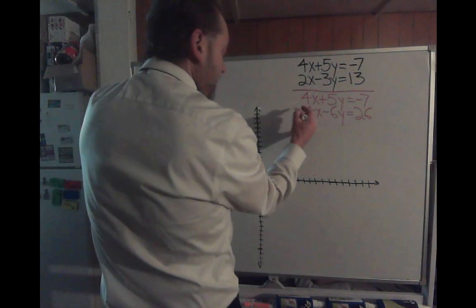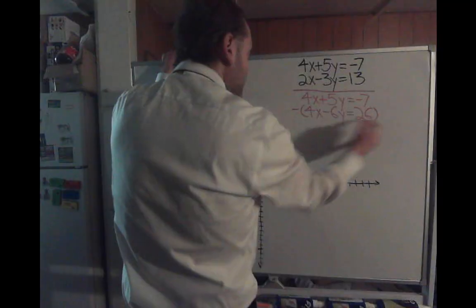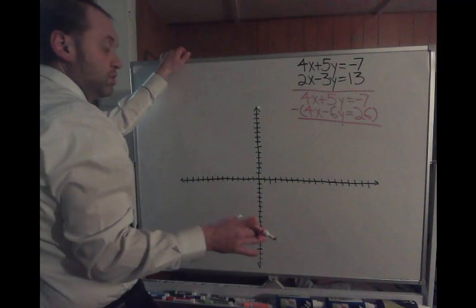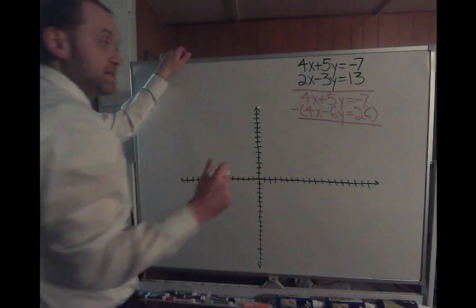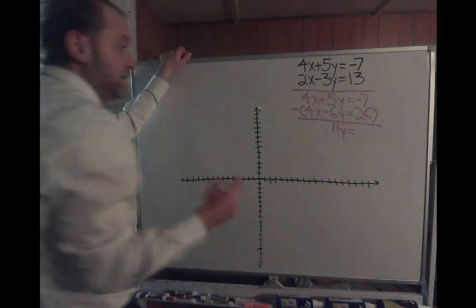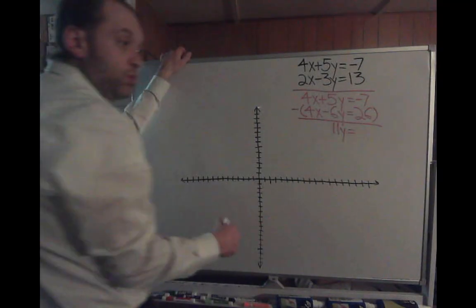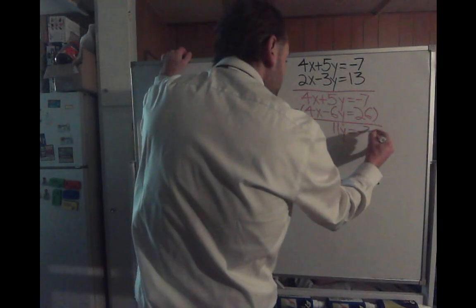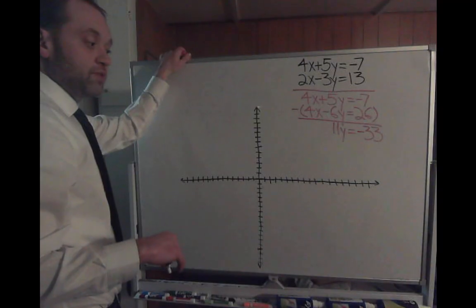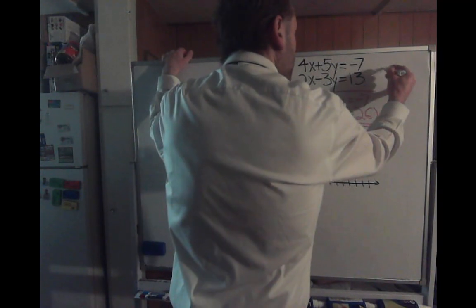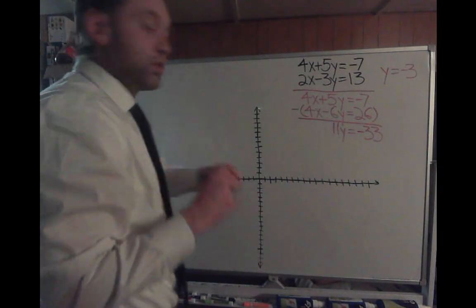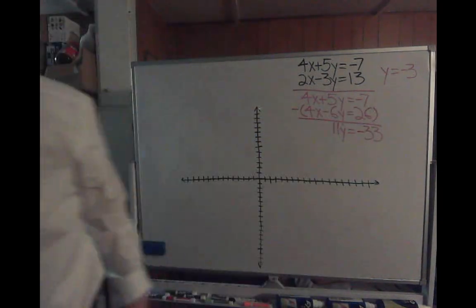If you subtract the second equation from the first one, you get 4x minus 4x is 0. 5y minus 6y would actually give you positive 11y, equal to negative 7 minus 26. Well, that's negative 33. So you end up getting 11y equals negative 33, giving you the y-coordinate of the point of intersection to be -3.